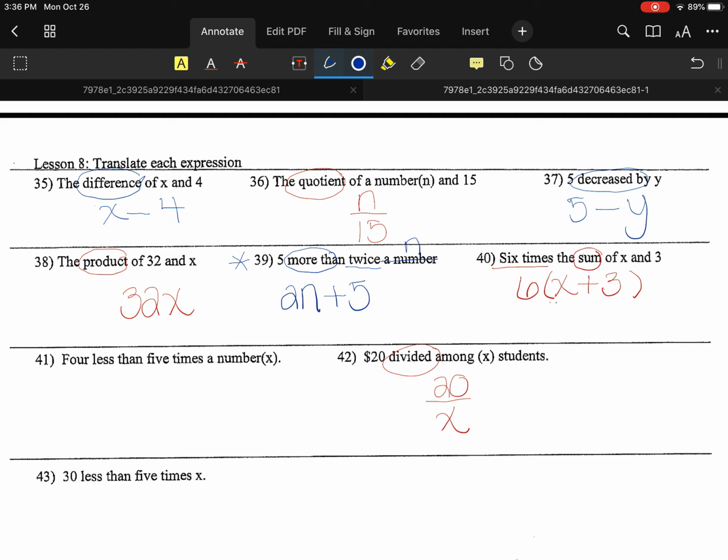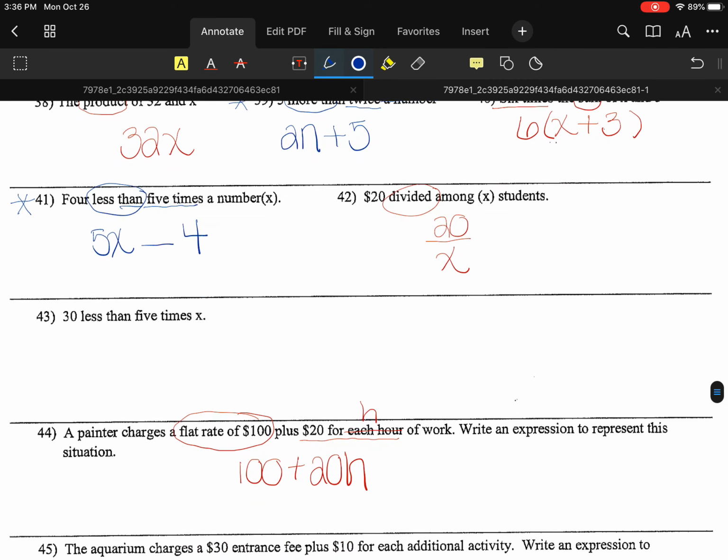41, 4 less than 5 times the number x. So less than means subtraction, but we have that word "than" again, and "than" is a switch word, so I'm going to star this problem. 5 times a number needs to be written down first, and they told me the number is x, so I have to use the letter x, so 5x, and then 4 less than that would be minus 4.